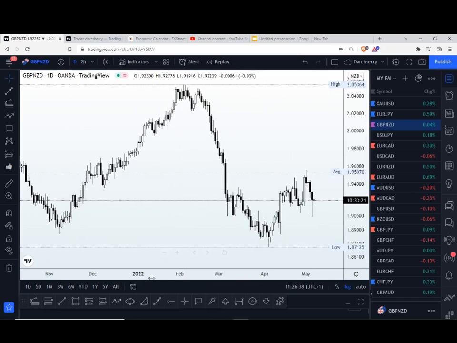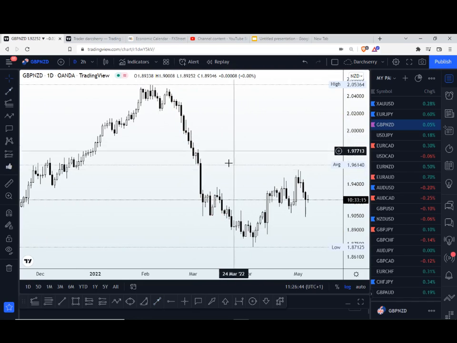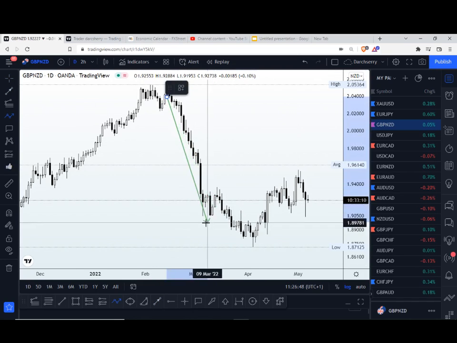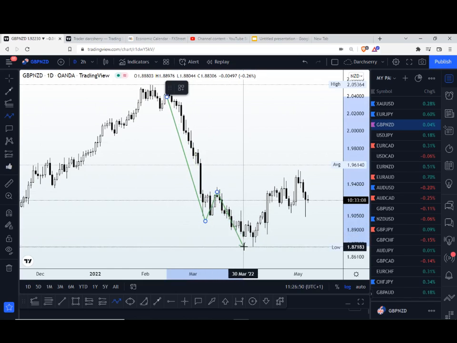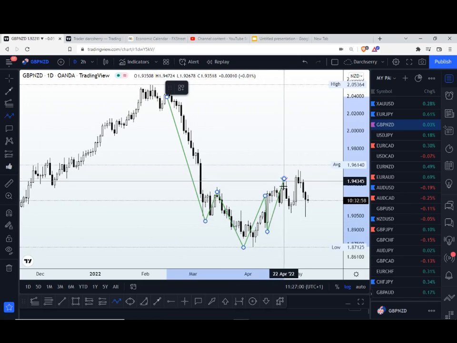where we saw this bearish impulse leg, very solid, and since the impulse leg began in February, price has been finding it difficult to push below the 1.871 area. Immediately after testing the 1.871 area, we began to see higher lows and higher highs.